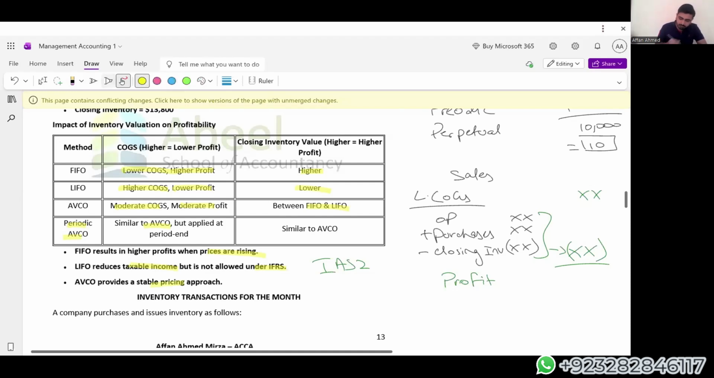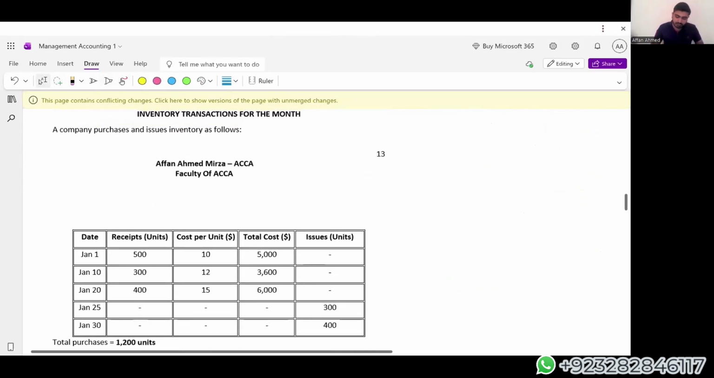AVCO provides a stable pricing approach. So I believe that the methods of accounting the costing of particular goods are clear to you guys. Let's move forward. Now, inventory transactions for the month.